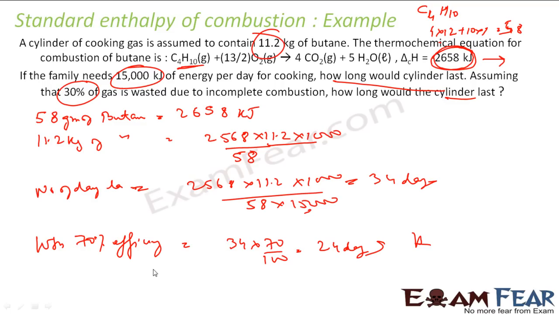Correct, because see, 30% get wasted, 70% is used. So it lasts 70% of the days, that is 70% of 34, that is 24 days.